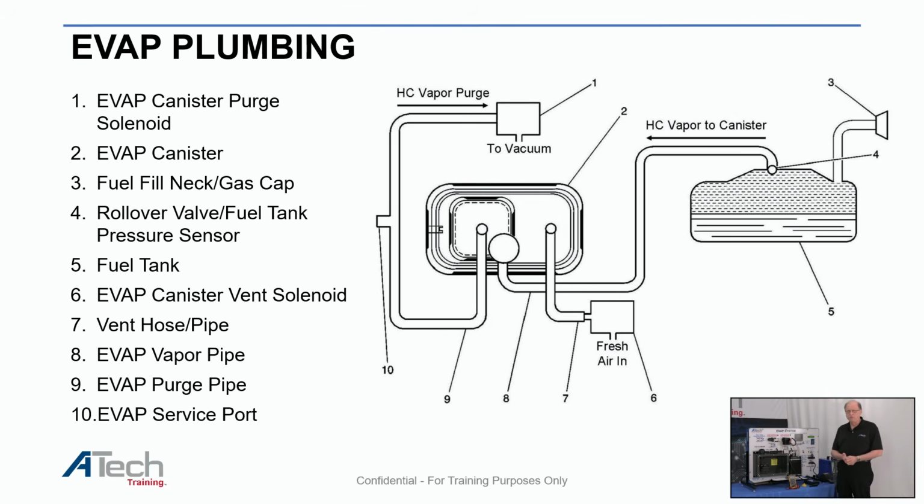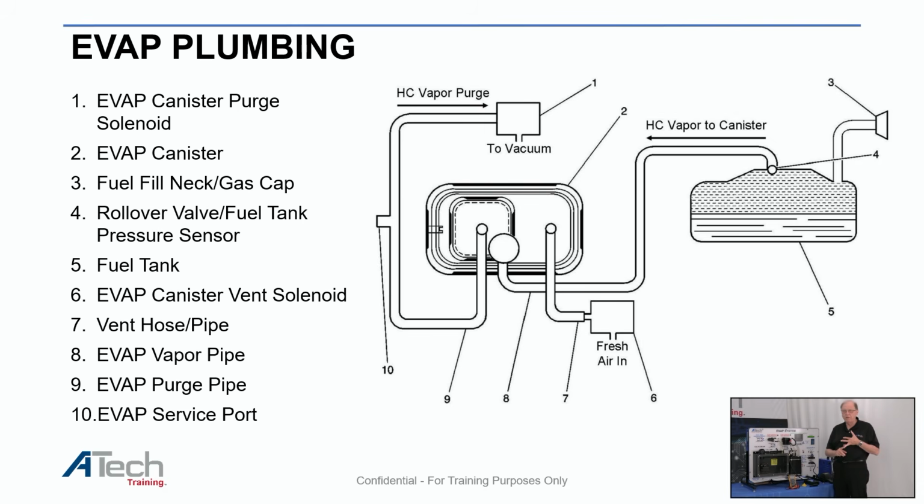There's a rollover valve, so when you roll the vehicle over, which should never happen, you're supposed to have the wheels on the ground, not up in the air. If you roll over, you have a fuel tank pressure sensor near the fuel tank, and it's going to shut off fuel from being dropped out of the vehicle at that point. We have the fuel tank up there. We have the EVAP canister vent solenoid. We got the vent hose and pipe, and that's number 7.